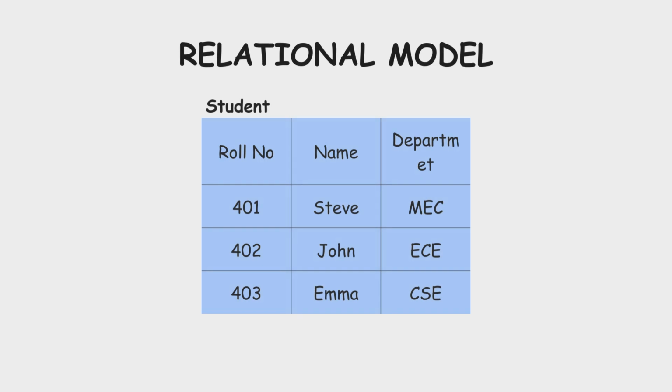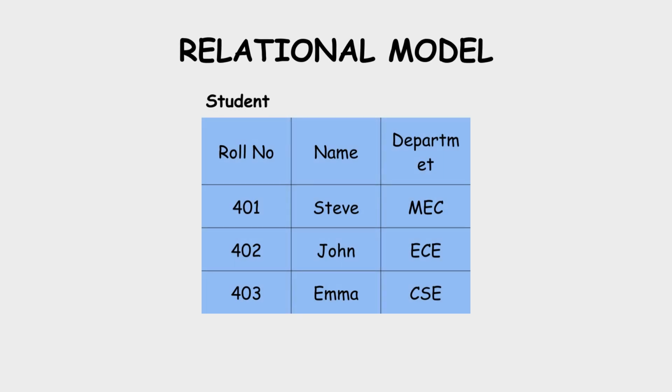This is how data is represented using a relational model. Here the table represents the relation student with attributes roll number, name, and department.